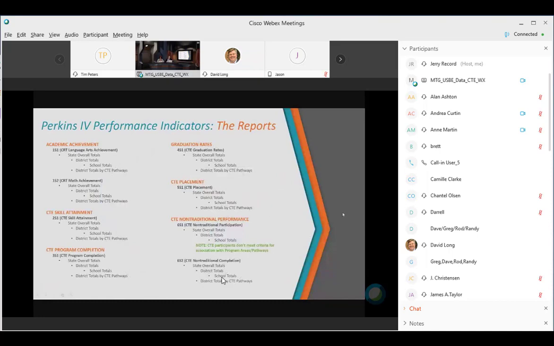This shows the breakdown of the available reports we have for you. So in each one of the indicators, we have state overall totals, then your district totals, school totals within your district or charter school, and then district totals by CTE pathways. And these can be found on the CTE Finance SharePoint site. We'll get to that in a minute.